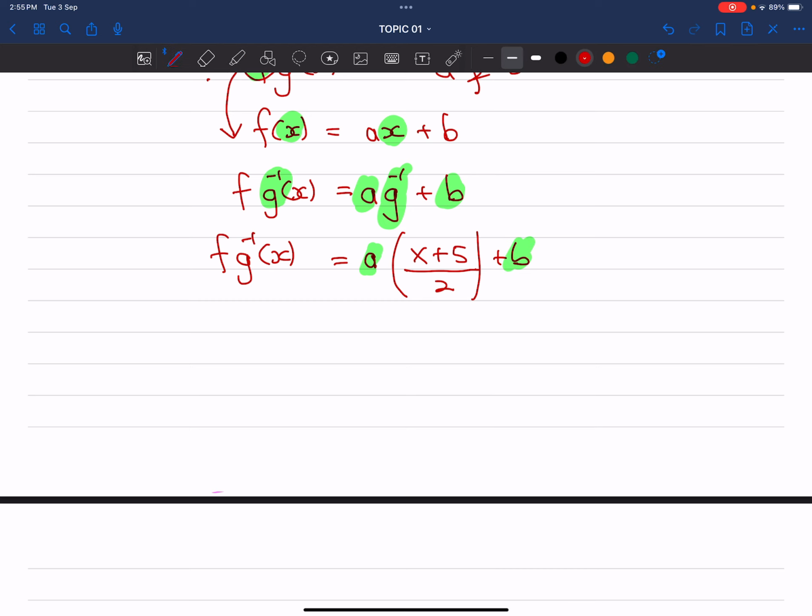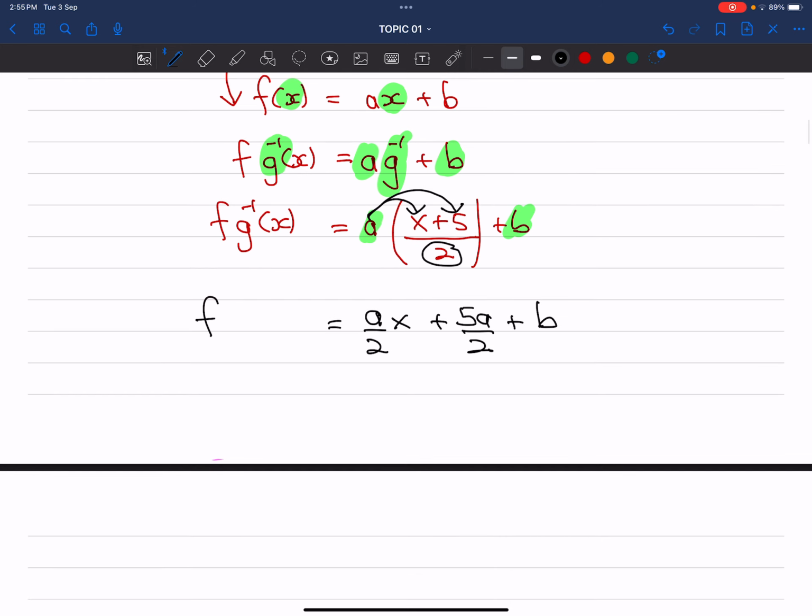I'm going to expand: a times x, a times 5. Don't forget the 2 below. So this will be a over 2 x plus 5a over 2, plus the b outside.